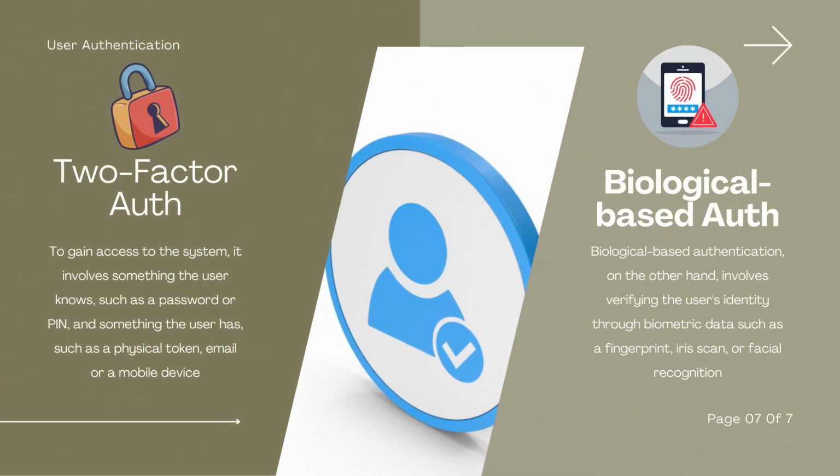To ensure maximum security, you can combine two authentication strategies, such as two-factor authentication and biological-based authentication. Two-factor authentication is a type of user authentication that requires you to provide two forms of authentication to gain access. Basically, it involves something the user knows, such as a password or PIN, or something that the user has, maybe a physical token or a fob. Biological-based authentication, on the other hand, involves verifying the user's identity through biometric data such as fingerprint, eye scan, or facial recognition.